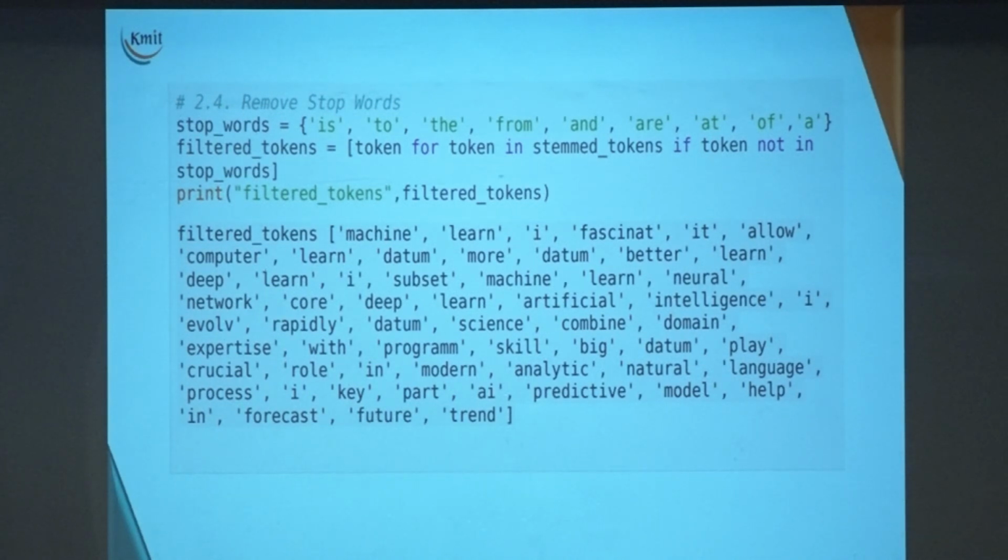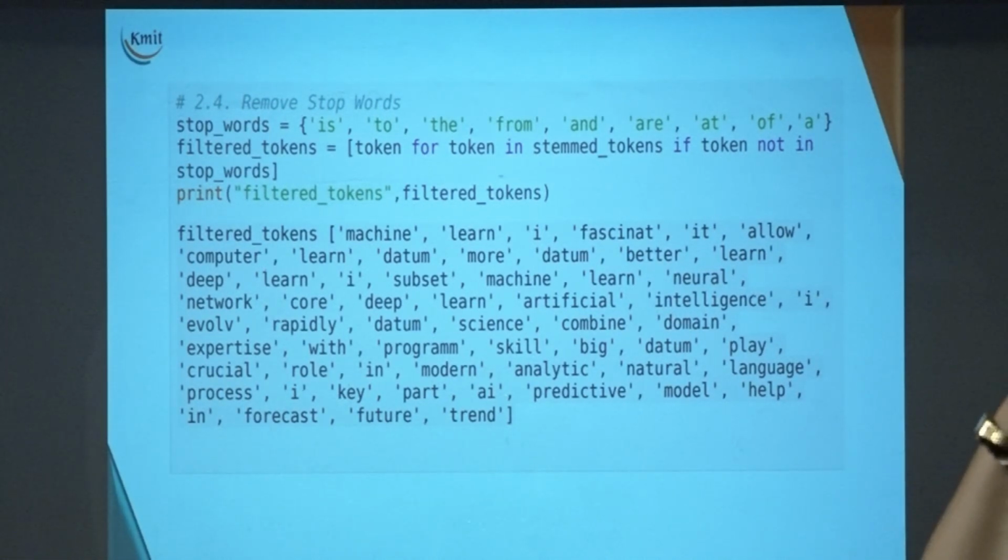So what was our first sentence? Machine learning is fascinating. So what did you get here? "I" is still there because we are doing it after stemming. So you can see "are", "the", all those things got filtered out in these filtered tokens. Are you clear? So these are filtered tokens after you have removed any sort of stop words that you have given the machine.